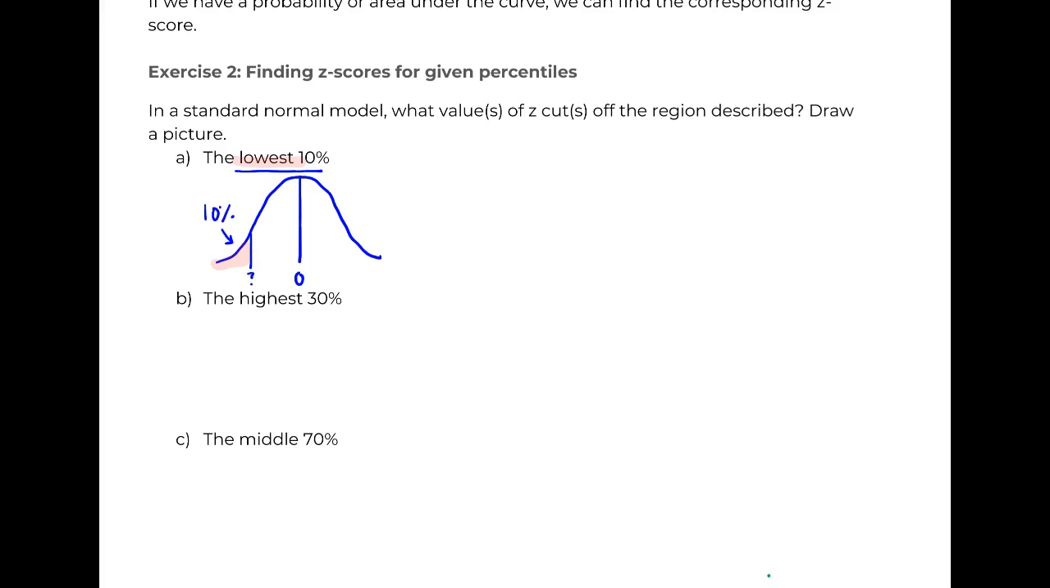We do know some things about this z-score right before we even get started. We know the z-score is going to be negative because it's below 0. We also know, if we think back to our empirical rule, that this z-score is going to be about 1 point something. We are more than 1 but less than 2 standard deviations, so it's negative 1 point something. If we want to use the table, let's go back to that table really quick.